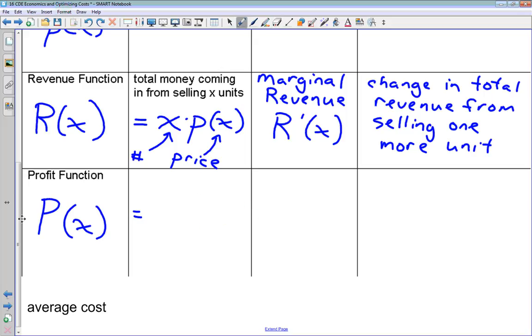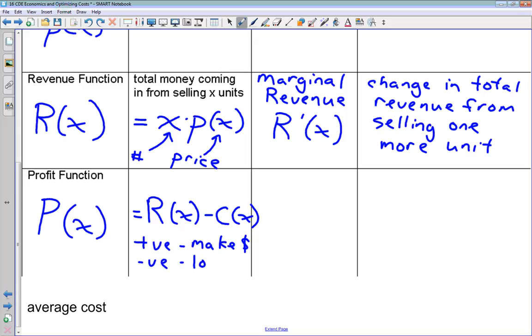I'll write that a little bit smaller. R at X minus C at X. Okay. So we're all kind of familiar with the concept of profit here. If the value of our profit function is positive, that means we are making money. If it's negative, we are losing money.